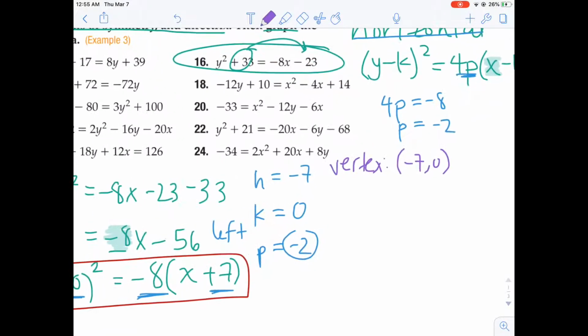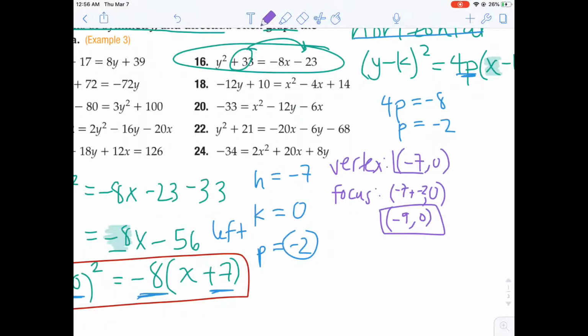Then comes our focus. To find the focus, our y value is going to stay the same, so this 0 stays the same, but the x-coordinate, we're going to add p to it. So if we already had negative 7, we're going to add negative 2, so that's the same thing as negative 7 minus 2, which is negative 9, comma 0. So there's our focus.